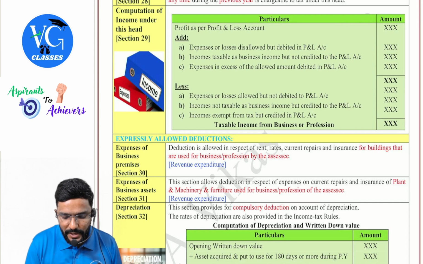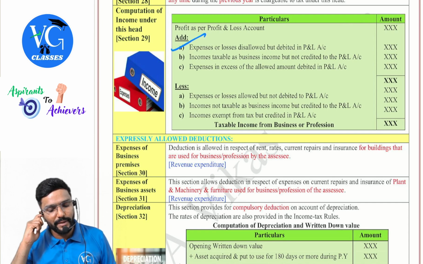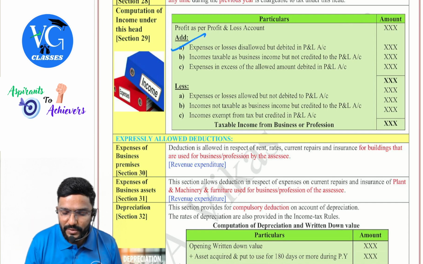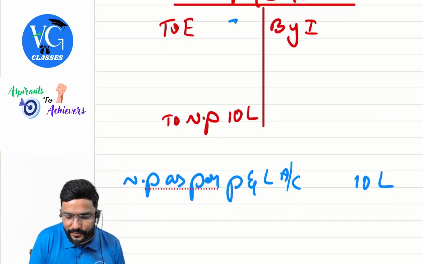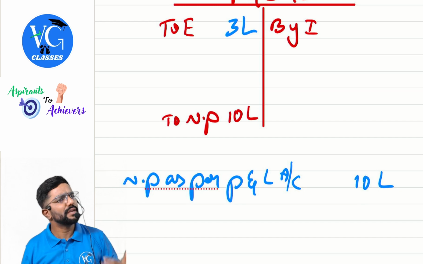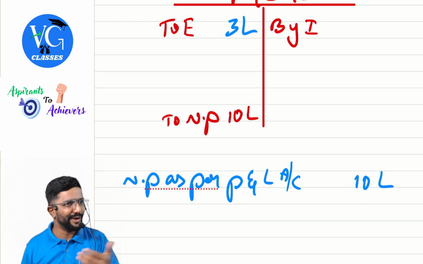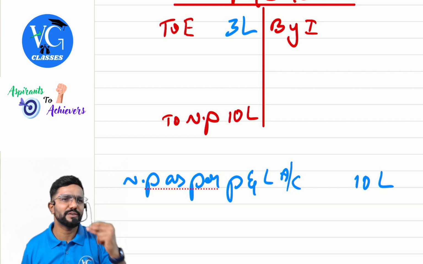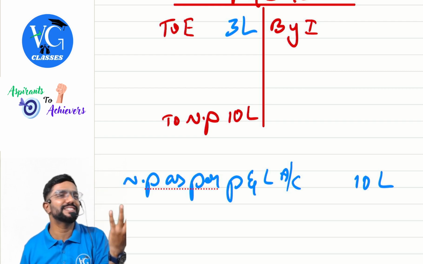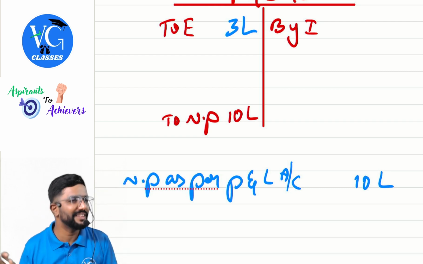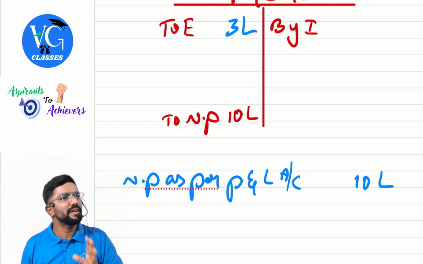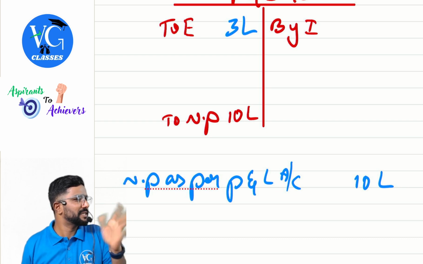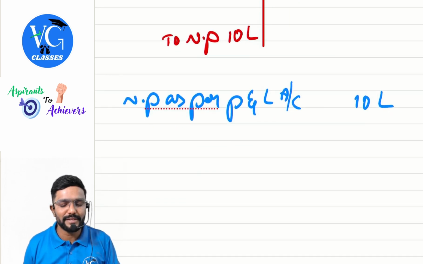First item, expenses or losses disallowed but debited in P&L account. Guys, assume there is an expense which is debited here for 3 lakh. But as per income tax law, it is disallowed. Sir, how will I know? After learning the provisions, you will know what is disallowed. In accounts there is no concept of allowed or disallowed; anything you incur for business, you debit it. Okay. So somewhere in some provisions they have given this expenditure is disallowed under income tax law.